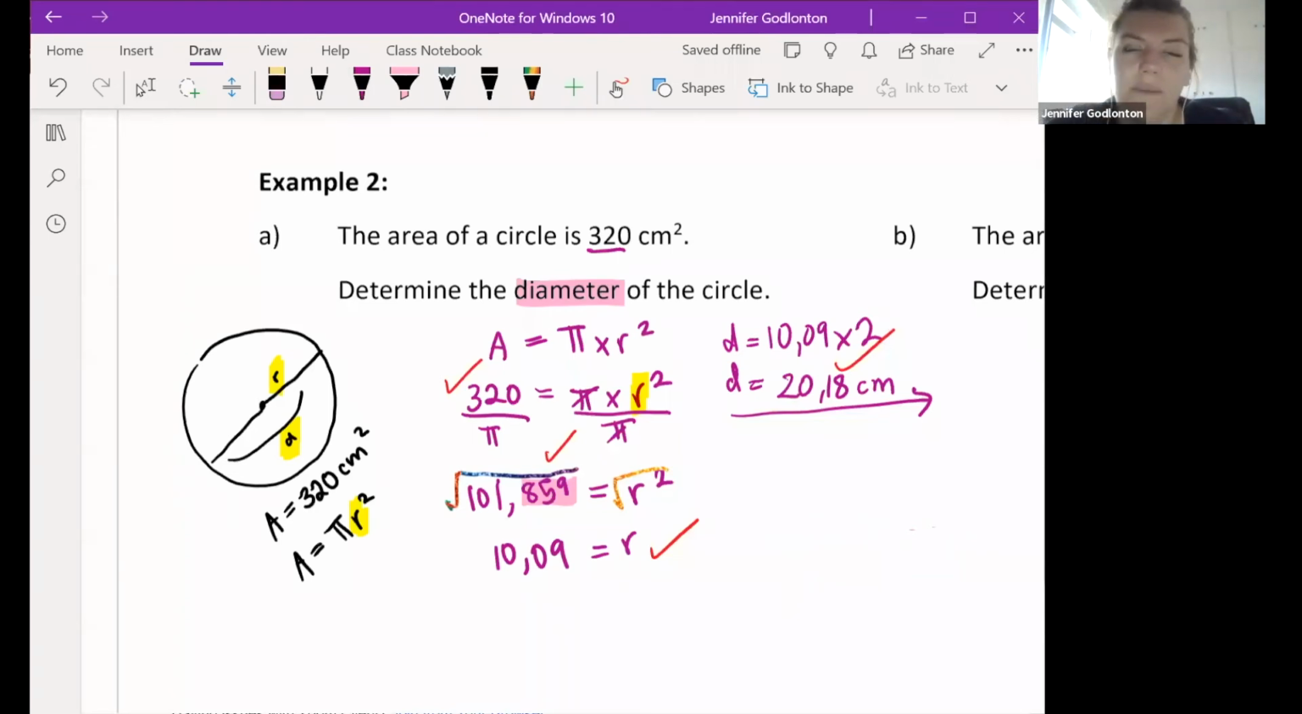Ma'am, whether the diameter is 20.18 or 20.2, does it matter? Are we still going to get marks on it? I would be kind in a question like this because it's quite a tough question. But if the question very specifically says 2 decimal places, then they would take a mark off.